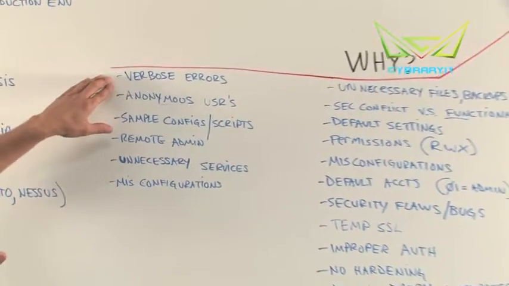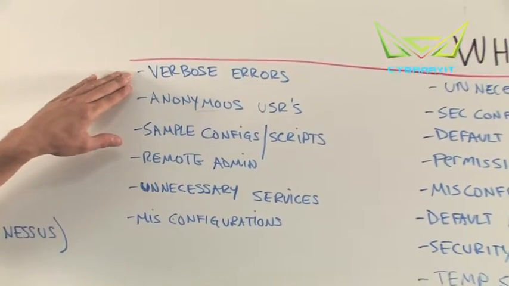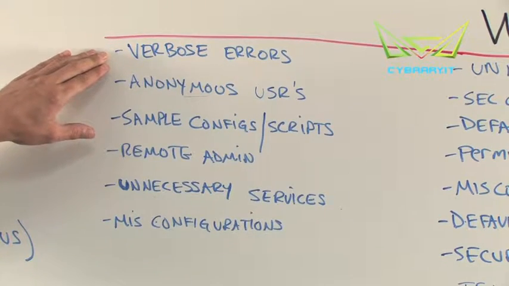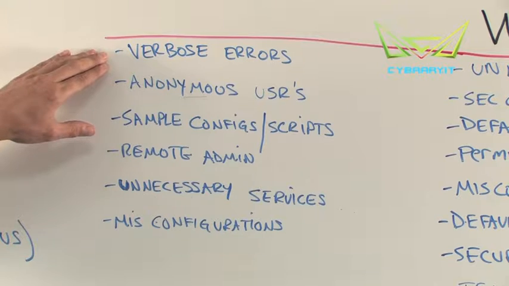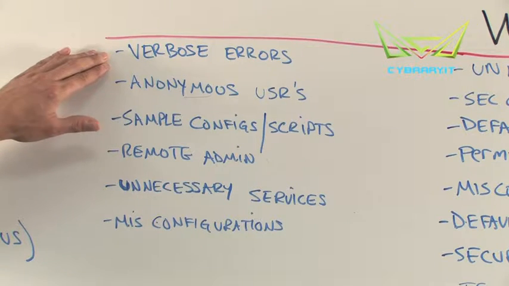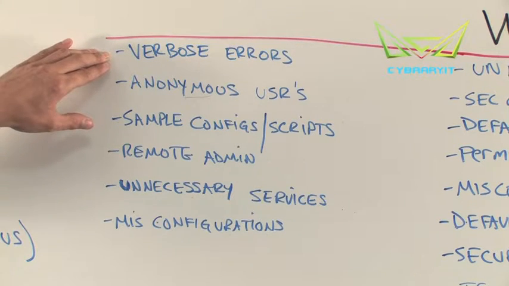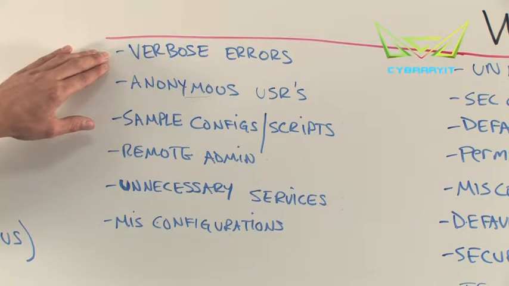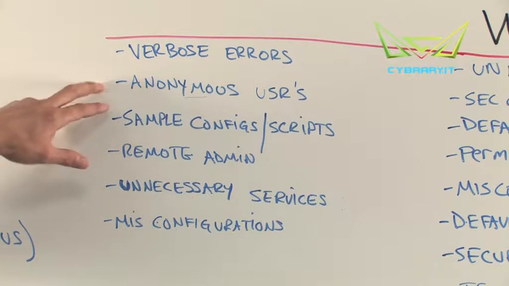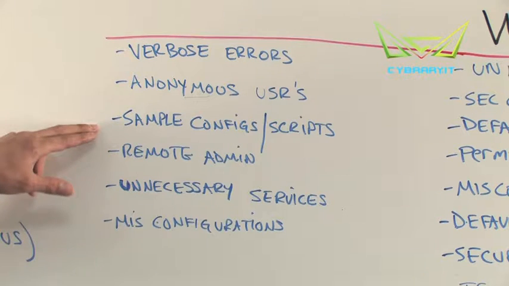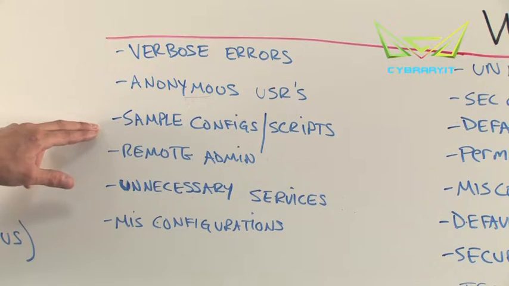The penetration tester is always looking for error messages because, just like from a functionality point of view, you need an error message in order to fix something. Well, a penetration tester needs an error message or some sort of verbose logging to ultimately give the penetration tester more ammunition to go after. Plus anonymous users or any sort of sample configurations or scripts, these are all valid for the pen tester.